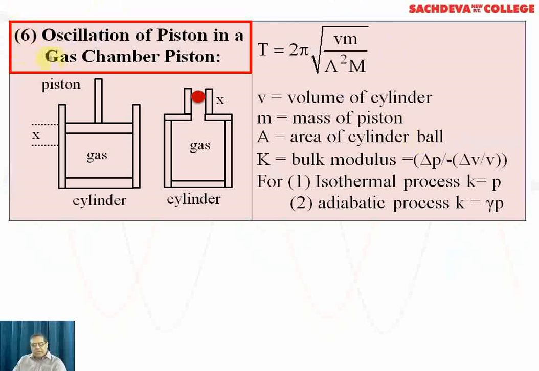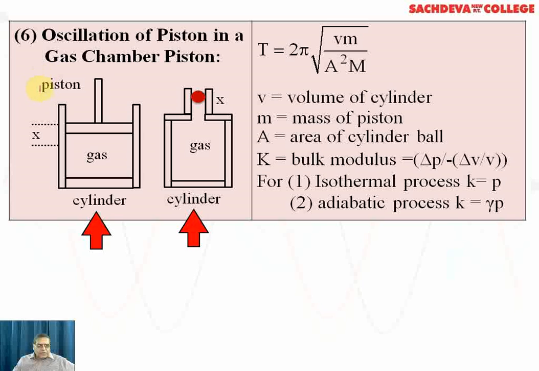Now we come towards the oscillations of the piston in a gas chamber. Here there are two cylinders indicated, and in one of the cylinders the gas is fixed and a piston is in the stationary state, and the red portion is a ball inside the gas chamber. Oscillation of the piston means that when the gas is in motion, the red portion, that is the ball, will begin to oscillate about the mean position in the neck of the glass chamber, and x will be the displacement of that ball. If it is displaced for one oscillation, the time taken will be T.